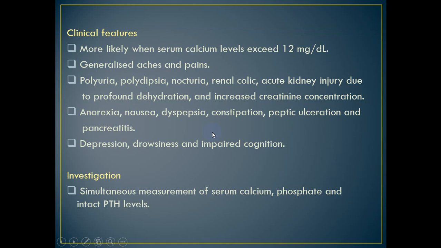Patients present with bone symptoms like generalized ache and pain, and renal symptoms in the form of polyuria, nocturia, polydipsia, and renal colic. If untreated, it can lead to acute kidney injury due to profound dehydration from polyuria and polydipsia, and increased creatinine concentration. GIT or abdominal symptoms include anorexia, nausea, sometimes vomiting, dyspepsia, and constipation.